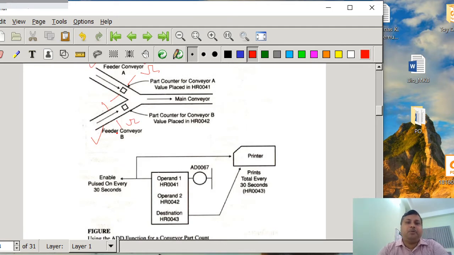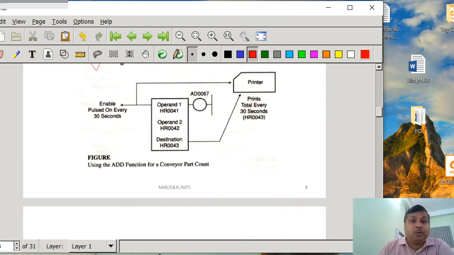Here you see the part of the program has been shown. We can have operand 1, which will be the address of the accumulator of counter 1, and HR42, which will be the accumulator address of counter 2, and then we have the destination register HR0043, where we can get the total count which is passing through the main conveyor. Here I will show you the entire programming, then you can understand. Here you can understand what is the need to have the proper addressing of the registers.